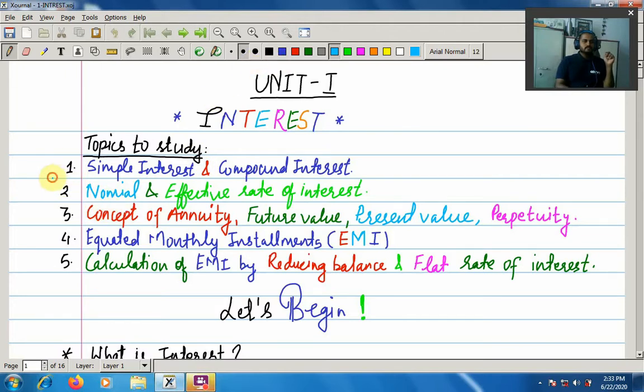Topic number 1, we have to study simple interest and compound interest, then nominal and effective rate of interest, concept of annuity, future value, present value, perpetuity. Fourth topic is equated monthly installments, that's EMI, calculation of EMI by reducing balance, and flat rate of interest. So these 5 topics we have to study in our first unit.